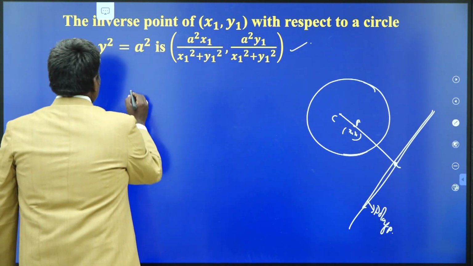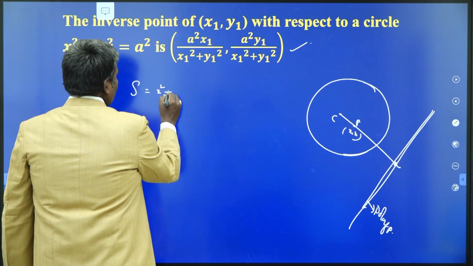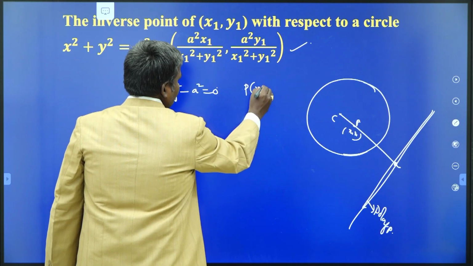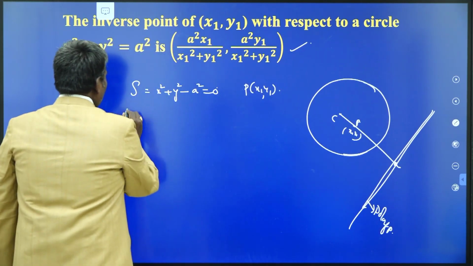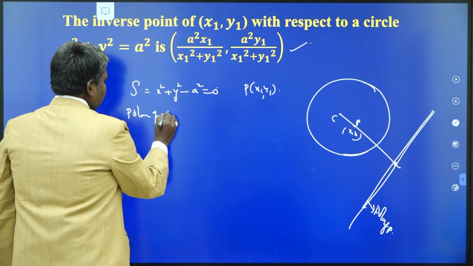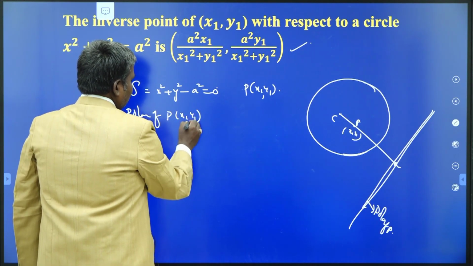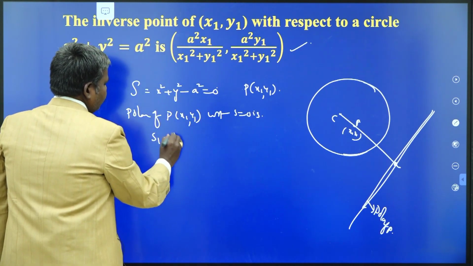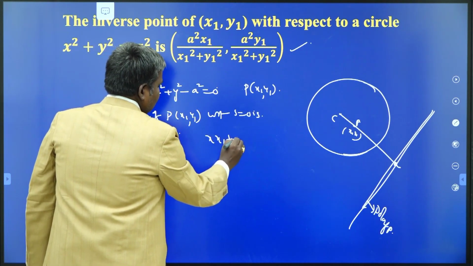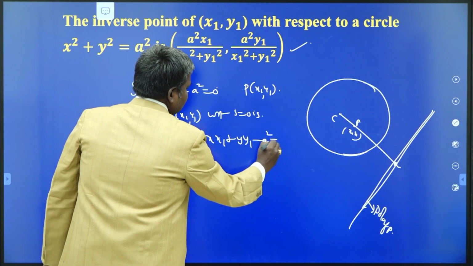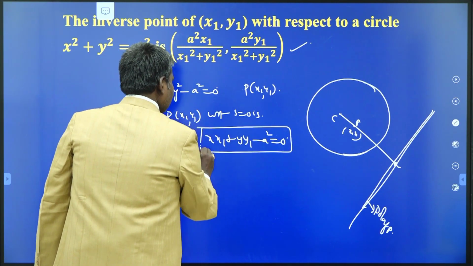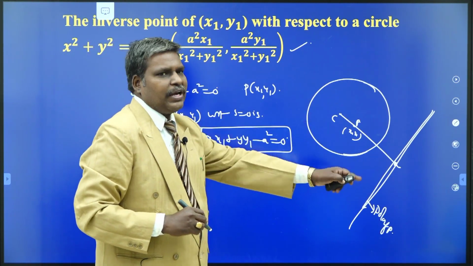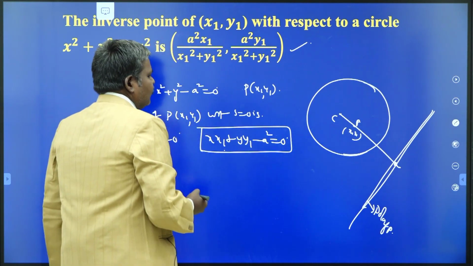So what is your S here? S is equal to x square plus y square minus a square equal to 0. Your point is P (x1, y1). The polar of P (x1, y1) with respect to S equal to 0 is what now? S1 equal to 0. What is S1? x x1 plus y y1 minus a square equal to 0. This is the polar. You just find the foot of perpendicular drawn from either C or P to the polar of P. We find the foot of perpendicular.